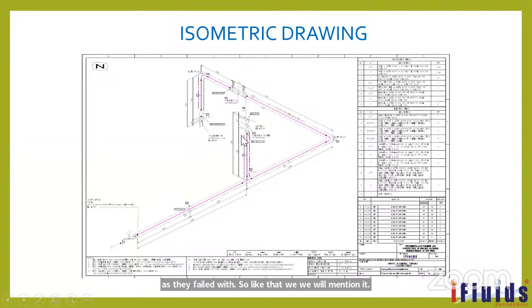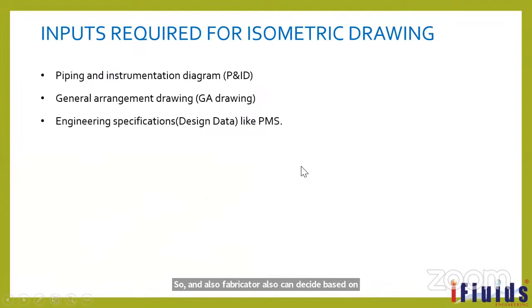Fabricator or non-fabricator, whoever is going to prepare the isometric drawing, he will mention which one is field joint, which one is shop joint. And also the fabricator can decide based on the length of the pipe. He can also decide, because he is the one who is going to install at the site.